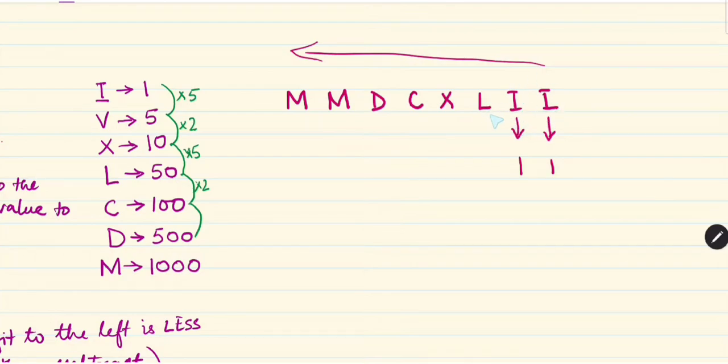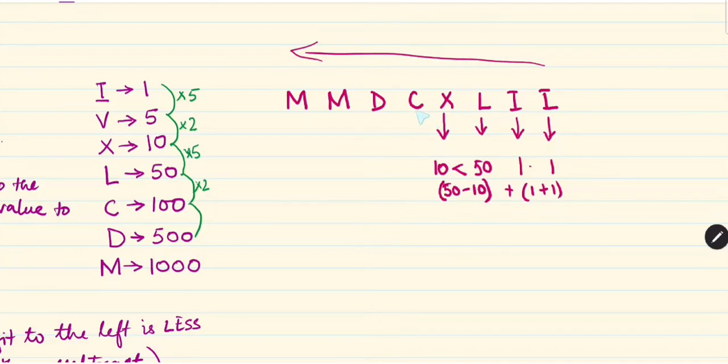Okay. Then we look at L and X. So L has a value of 50 and X has a value of 10. So here we see that 10 is less than 50. That means the digit to the left is less than the digit to its right. So what are we going to do here? 50 minus 10. So in this case, we have to subtract. Over here, it was 1 plus 1. Here we would be adding. This would be 1 plus 1.